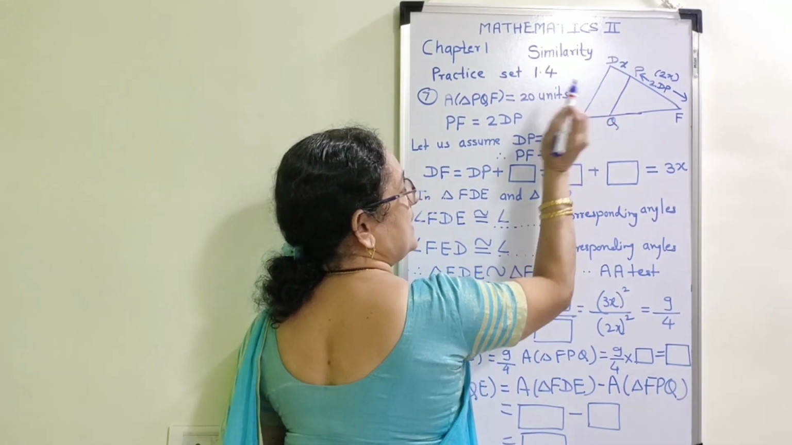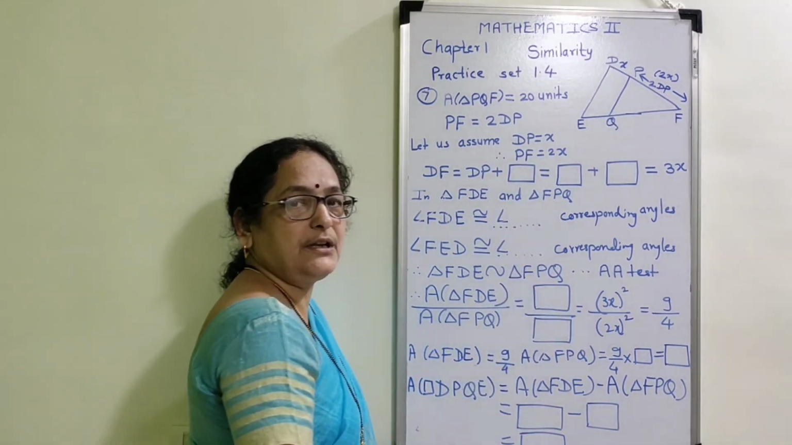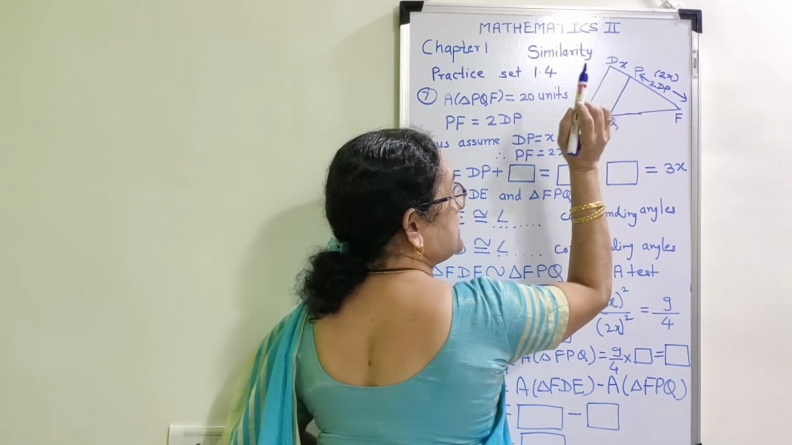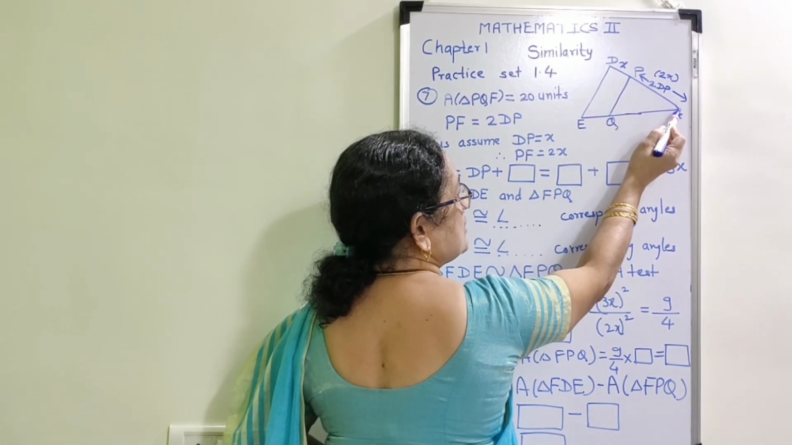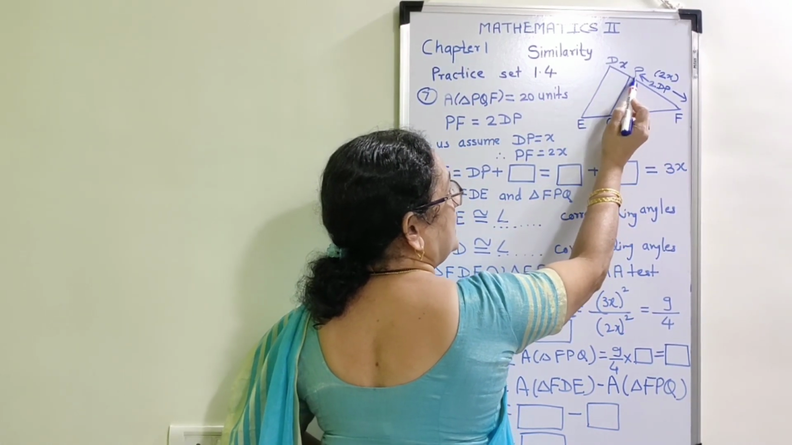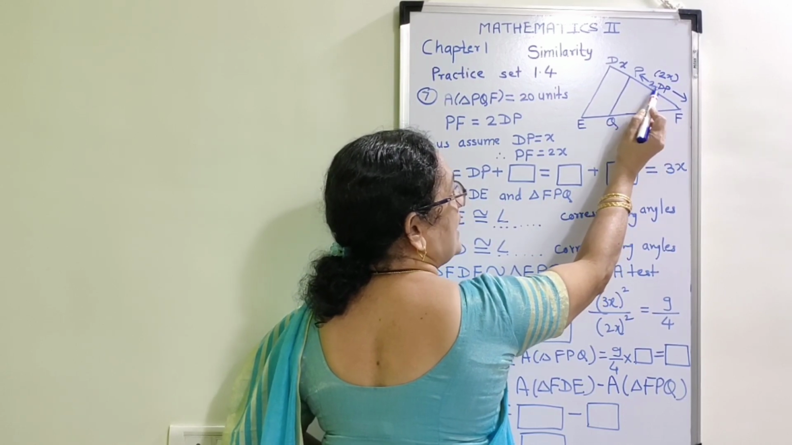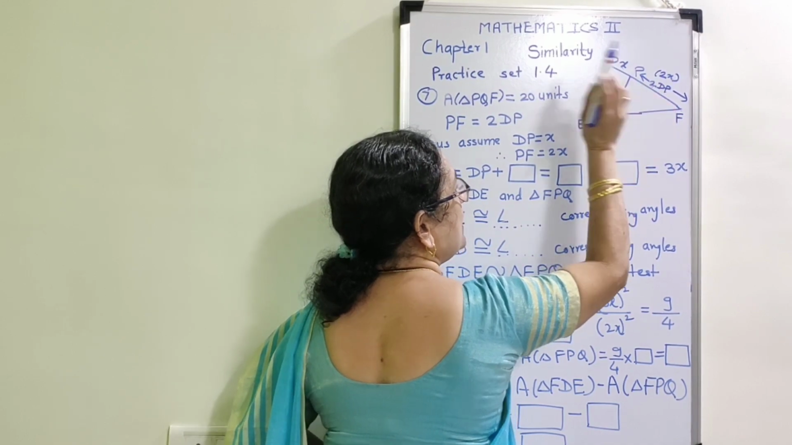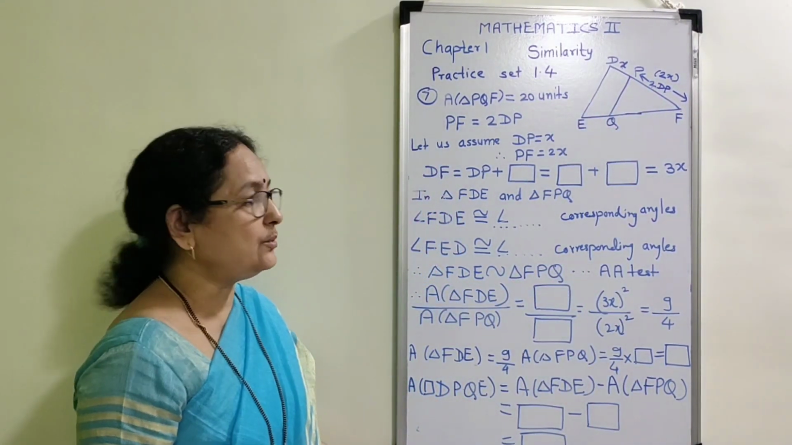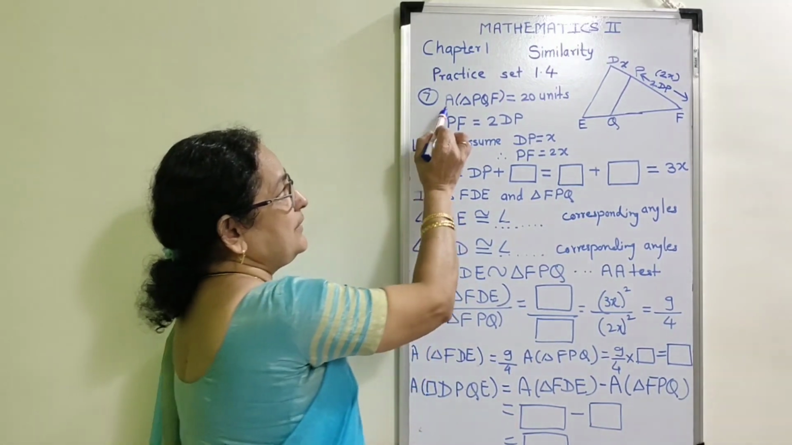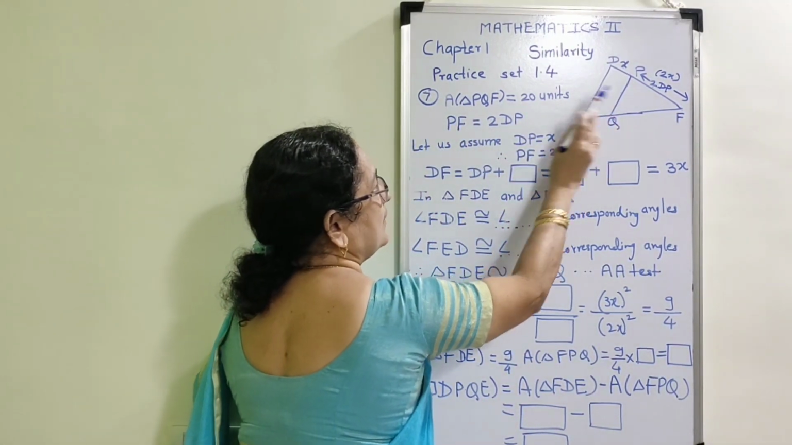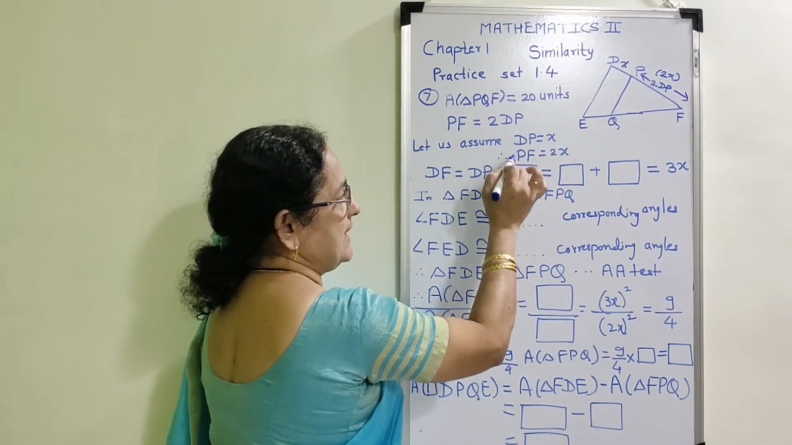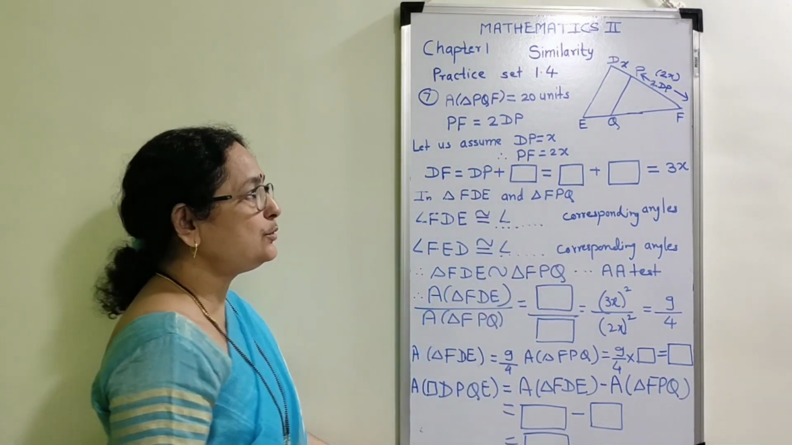Please observe these given things. Segment PQ is parallel to DE. This is the first important thing they have given. Also, consider DP as X, and the length of PF is twice DP, so PF is equal to 2X. The area of this smaller triangle is 20 units.